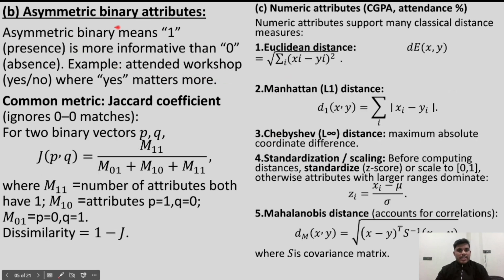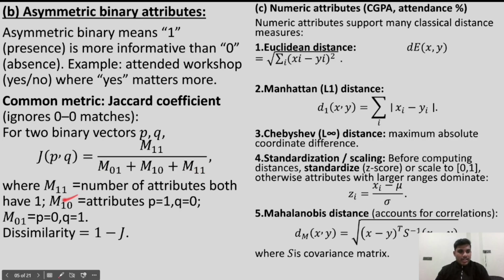Now B, asymmetric binary attributes. Asymmetric binary means one, presence, is more informative than zero, absence. Example: attended workshop yes or no, where yes matters more. Common metric: Jaccard coefficient, in which we ignore 0 matches. For two binary vectors P and Q, J of P and Q equals M11 divided by M01 plus M10 plus M11.